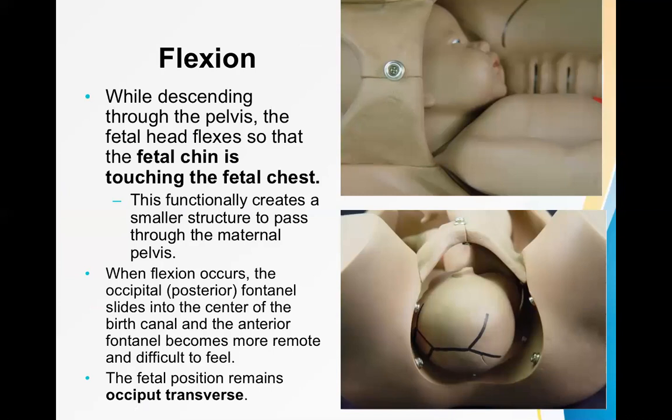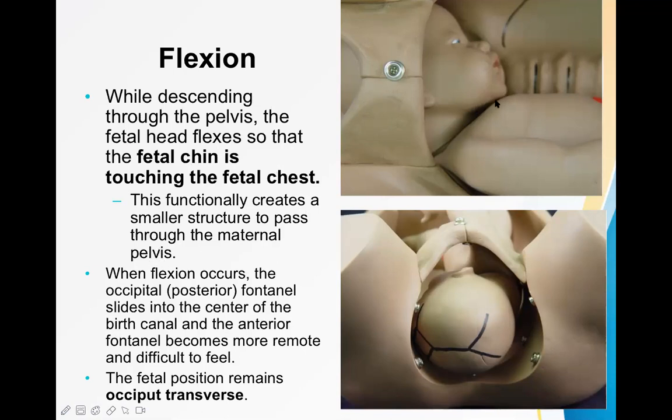Now, another very important mechanism you have to understand is flexion. Flexion means flexion of the neck. While descending through the pelvis, the fetal head flexes so that the fetal chin is touching the fetal chest. Now look at this picture here. The fetal chin is touching the fetal chest. So this much flexion is normal. This has to occur in normal labor. This functionally creates a smaller structure to pass through the maternal pelvis.